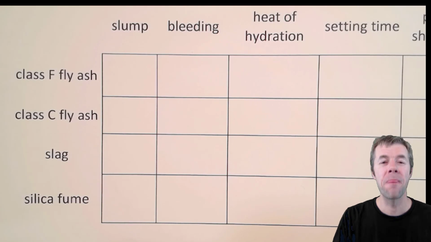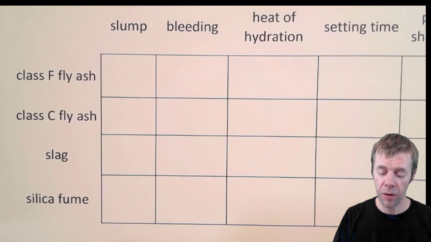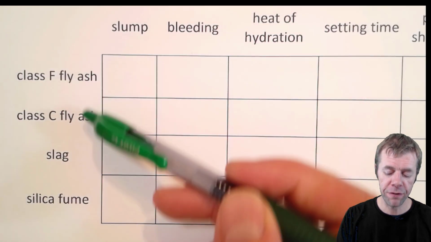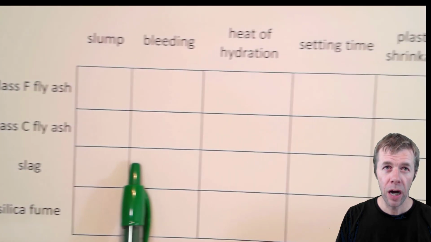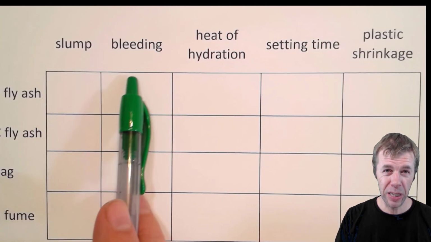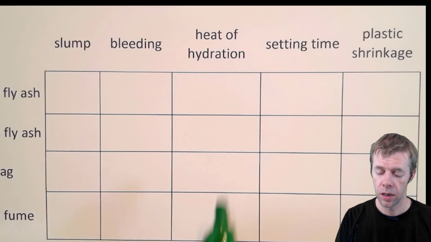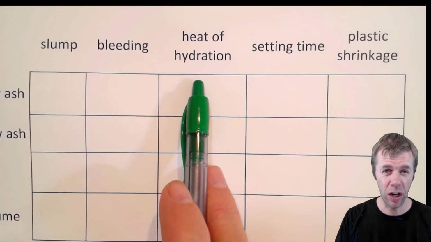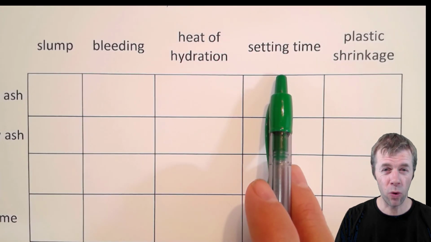In this first chart, I'm going to compare the fresh properties of these SCMs. I've got my SCMs over here: Class F, Class C, slag, silica fume. And at the top, I have slump. You guys know what slump is, right? Workability. Bleeding, that's how much water is coming up to the surface of the concrete. Heat of hydration, how much heat is given off as it reacts. Setting time, how long does it take before initial and final set?